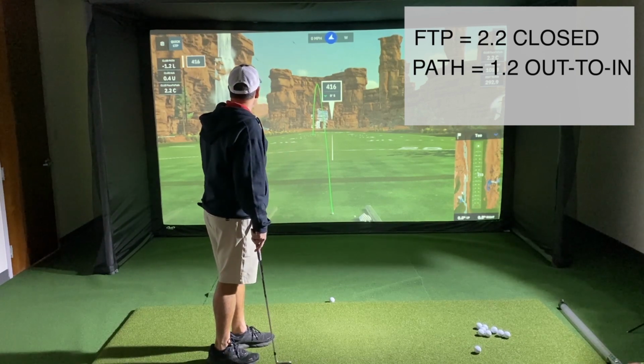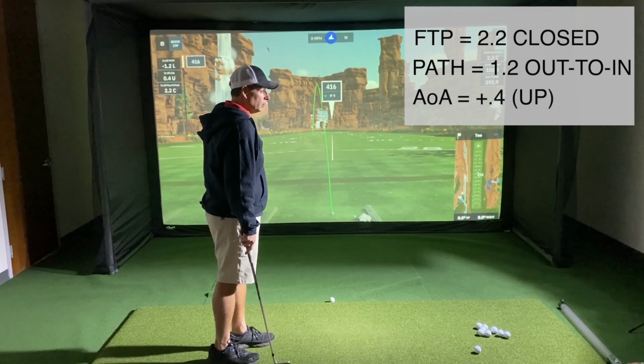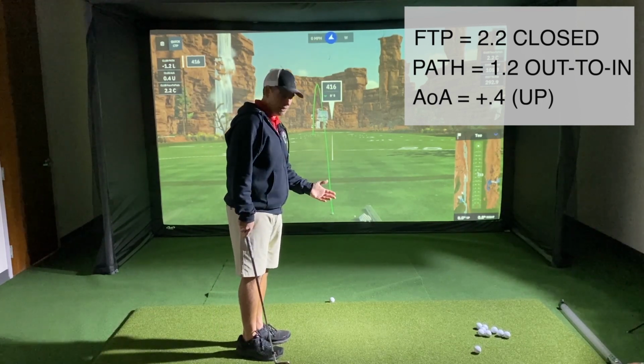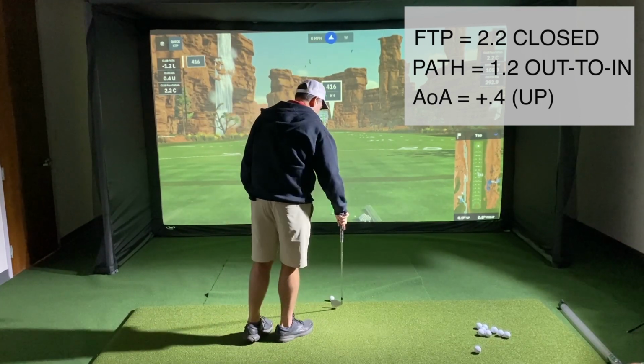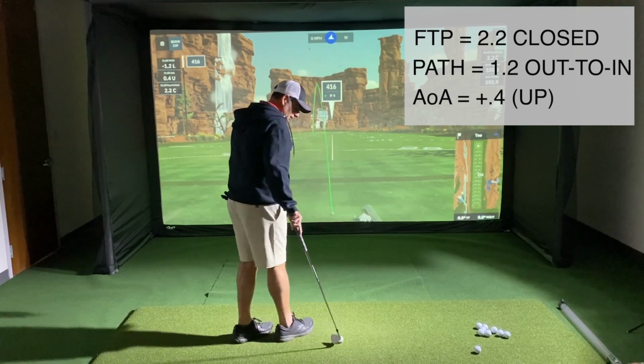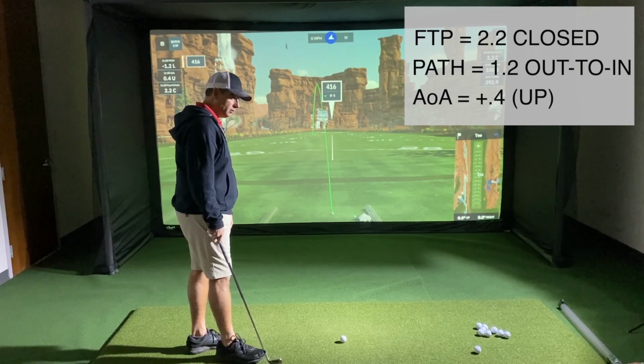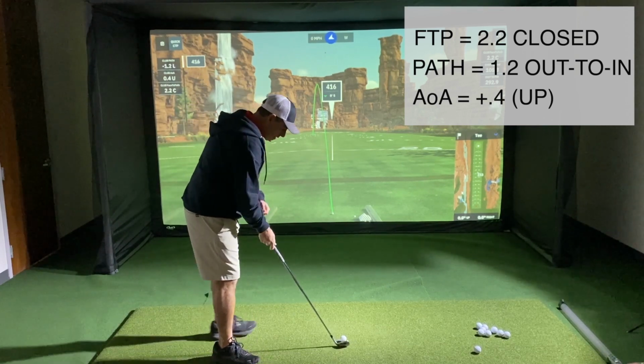But see, my angle of attack was up 0.4. And you notice I did not hit that thing very solid. I didn't hit it very well. Okay, so watch what's going to happen here. I'm going to see if I can pull this off. If I simply can create a situation where I hit down on the ball more, right? Watch what's going to happen.